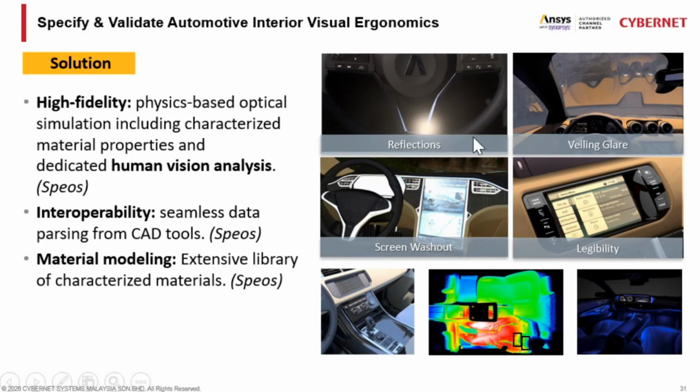So we can do the simulation to know the reflection, maybe the screen washout or the legibility on the dashboard screen, and also the viewing glare. All this simulation we can do inside Speos with this human vision analysis. And also we can interoperate with other software, and the material modeling will be important. In Ansys Speos, we support this Ansys optical library, so you can use all the materials, but users can also use their own customized materials in their simulation.